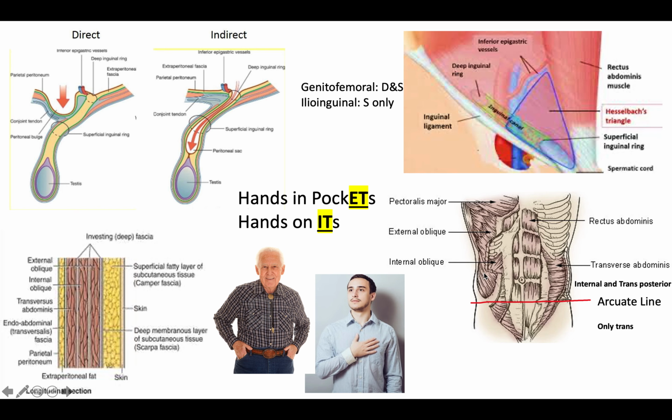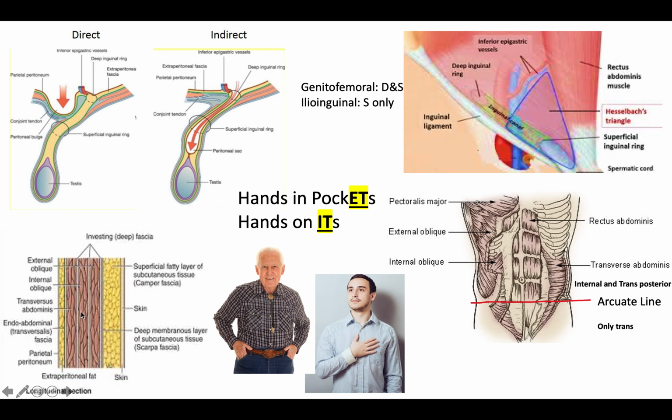For the external oblique, the muscle fibers are going to be coming from a superior lateral direction to an inferior medial direction, like this. The way I remember it is hands in pockets, kind of like this fellow, how he has his hands in his pockets. ET for external, and they're coming from an out to inward fashion.